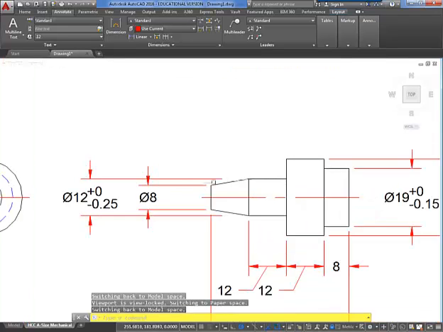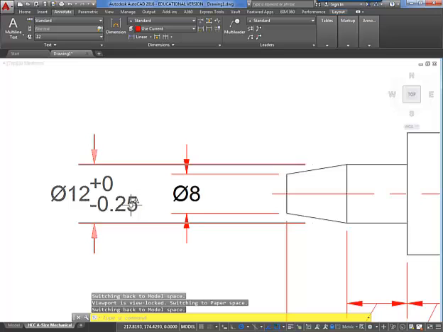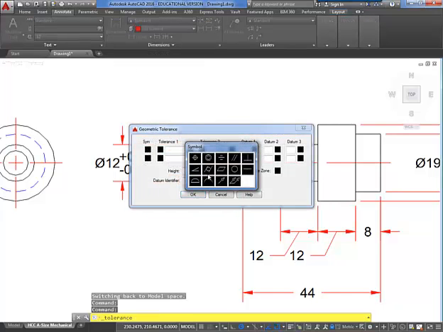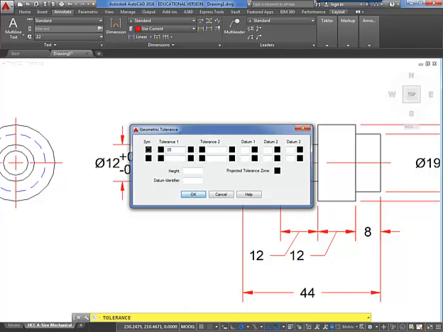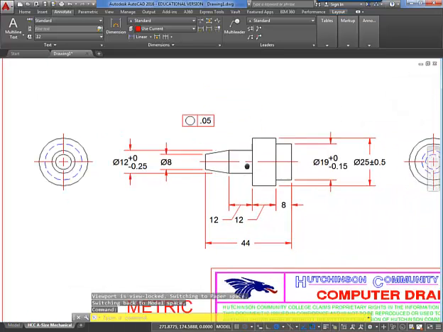So if I look at this first one, its total tolerance is 0.25. And so the tolerance is going to be 1/5 of that. So 0.25 divided by 5 is 0.05. So I'm going to create a circular tolerance zone of 0.05. And then create a leader to point at that surface. So that's all we're doing on the first one. So 3 different circularity callouts.